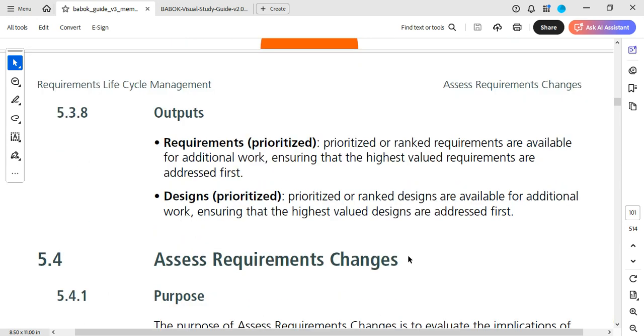And what are your outputs? Requirements prioritized and designs prioritized. So requirements prioritized or ranked requirements that are available for additional work. Yes, you've prioritized them, so you've made them available for further work, ensuring that highest valued requirements are addressed first. Designs prioritized or ranked designs are available for additional work, ensuring that the highest value designs are addressed first.